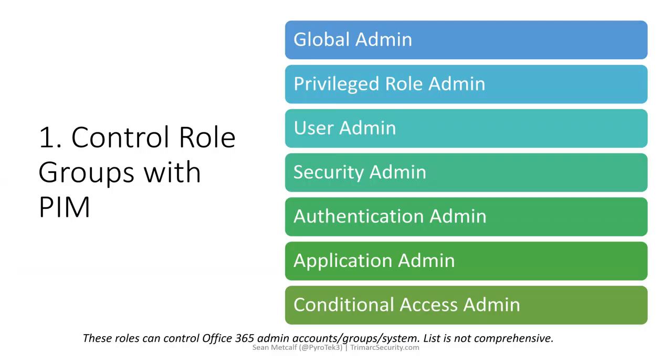And with PIM, you want to control your role groups with PIM. Start with global admin, and these roles that you see here, these are the ones that Trimarc has identified that can control Office 365 admin accounts, groups, and systems. It's not comprehensive because these things do change. As part of our Microsoft Cloud Security Assessment, we keep this updated. We make sure that our recommendations align with the current configuration that Microsoft has.